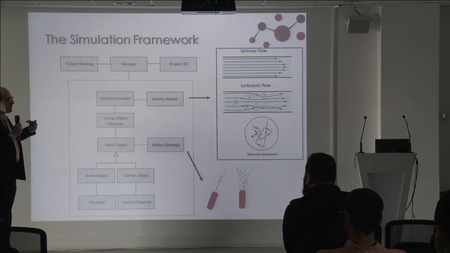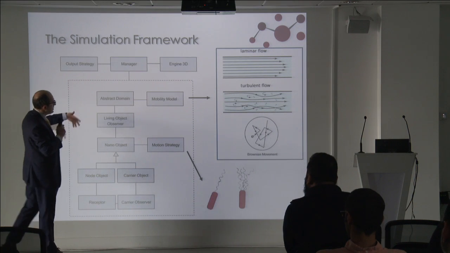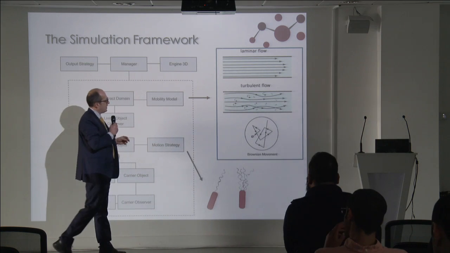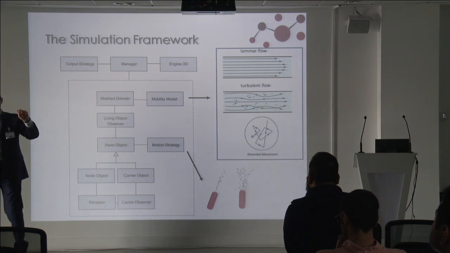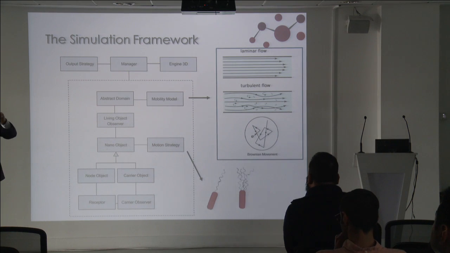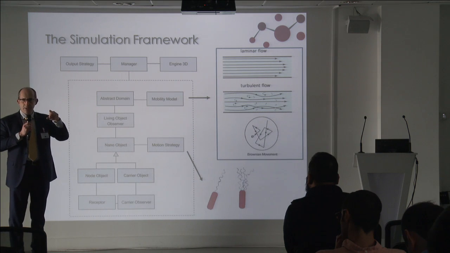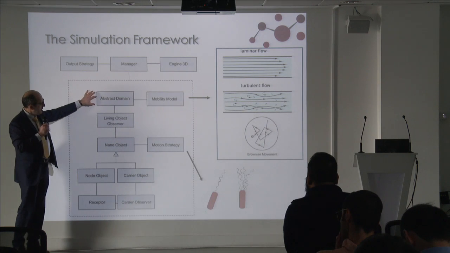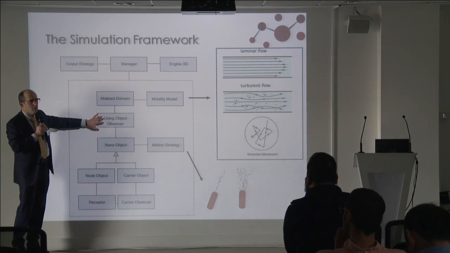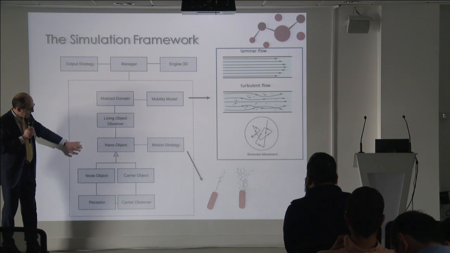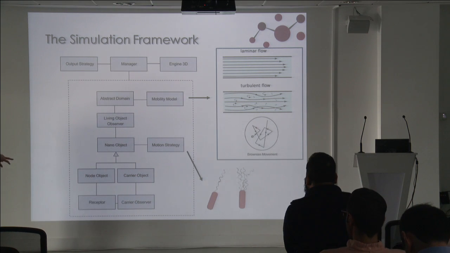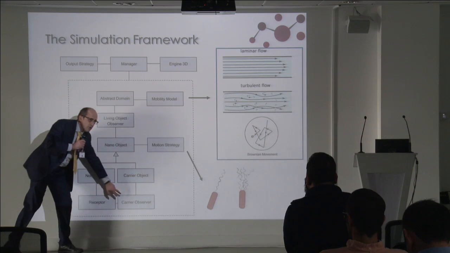But if domains are nested within each other, for each nested domain, we can have an independent mobility model. For instance, if we want to simulate what happens, a blood vessel is a domain, but the tissue around the blood vessel is another domain with a different mobility strategy. Each abstract domain is associated with a living object observer. These observers keep track of nano-objects which are put in relation by using receptors and carrier observer.